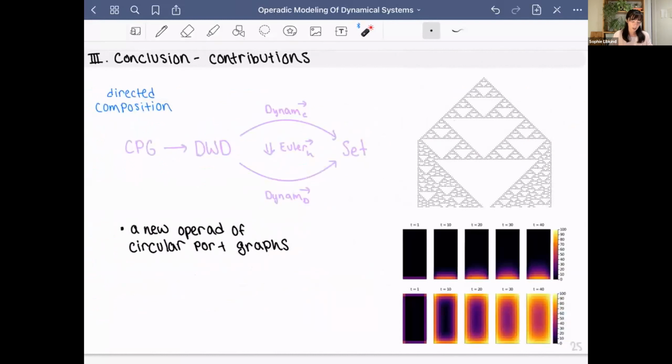And the last contribution that I want to zoom in on is this: often we think of mathematicians describing abstractions and then we implement them. But there's really a two-way street here where sometimes implementations can inform abstractions. So we've defined a new operad of circular port graphs, which is a sub-operad of directed wiring diagrams. And this really came out of implementing things like the finite difference method and cellular automata. And so I think this is a great example of this connection between finding abstractions and implementing abstractions.